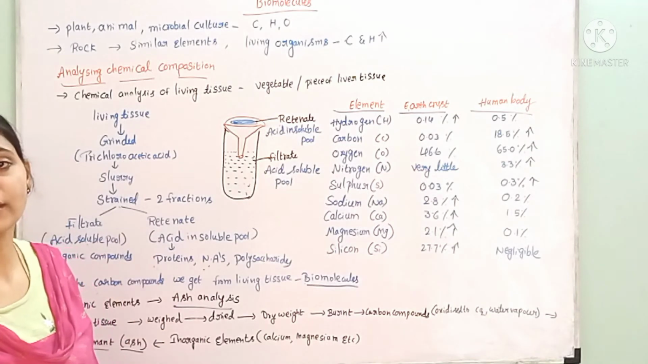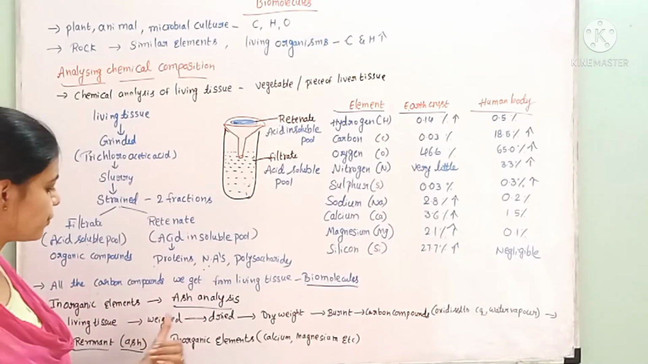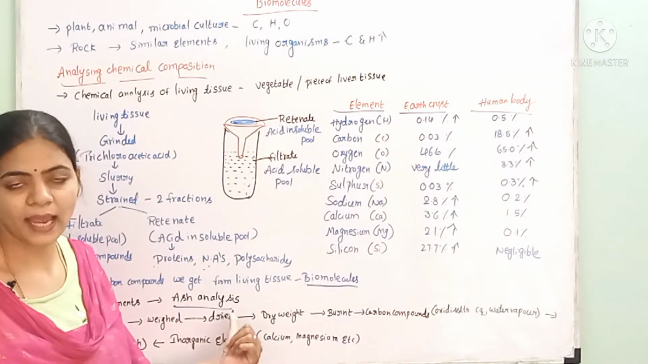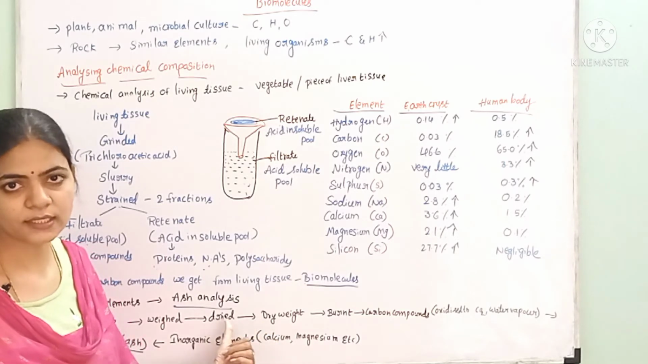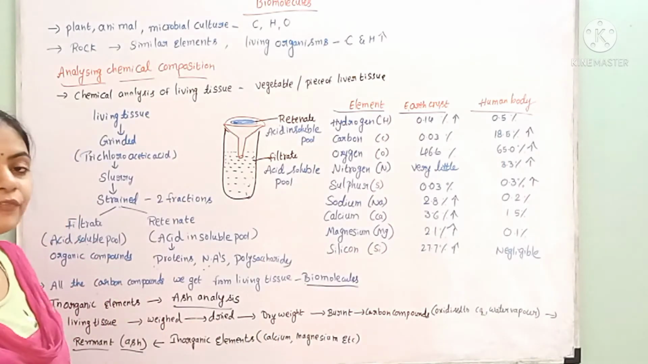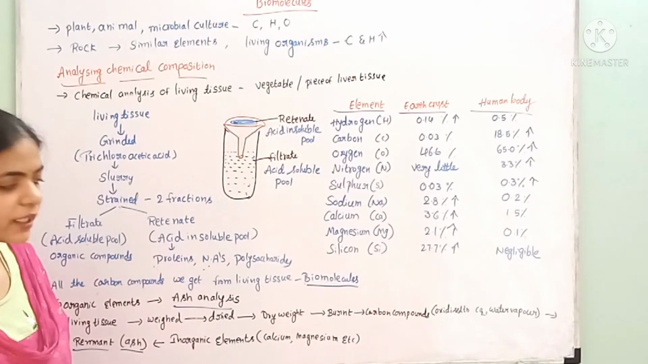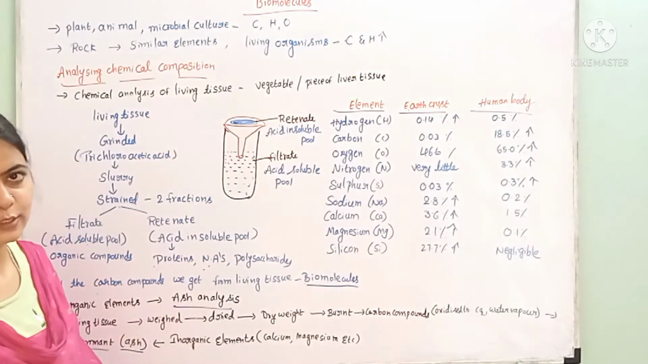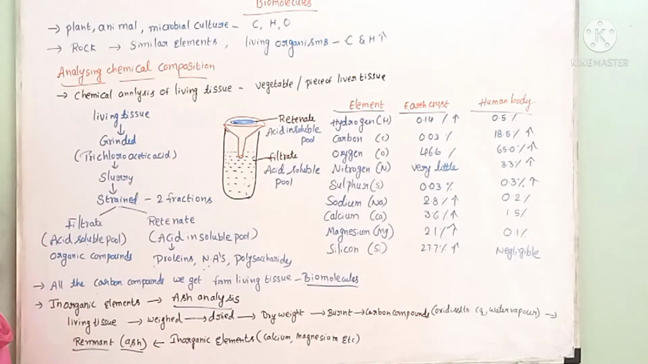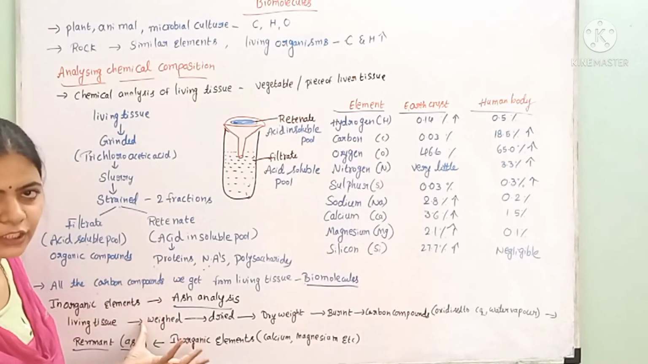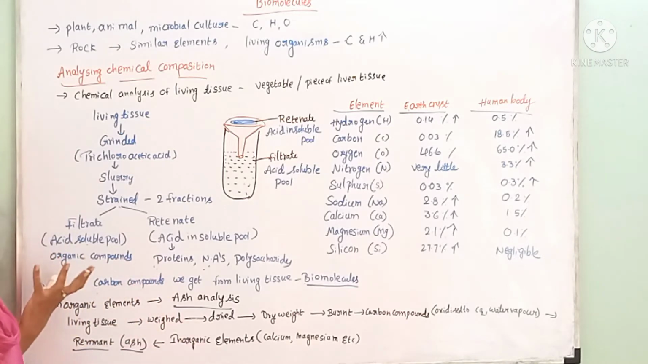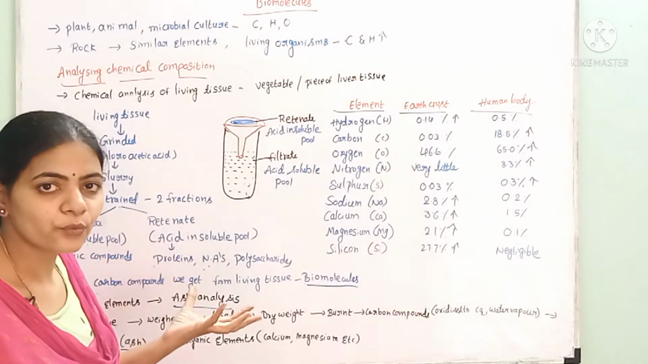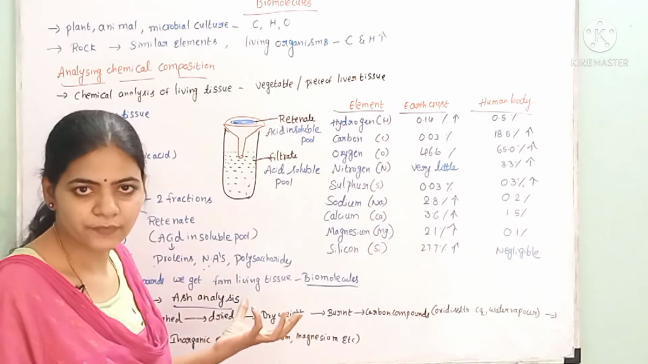To identify the inorganic elements present in the living tissue, we perform ash analysis. What is the test done to identify the inorganic elements present in living organisms? Ash analysis. For this, we take any living tissue. After taking the living tissue, the wet weight of the tissue is weighed first.